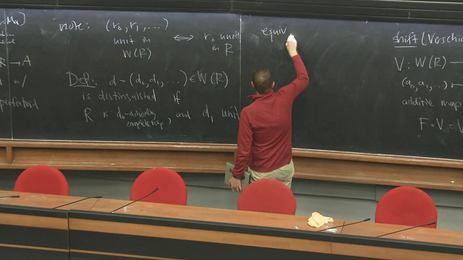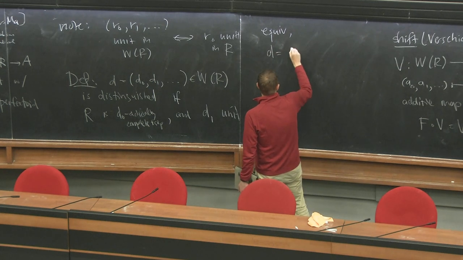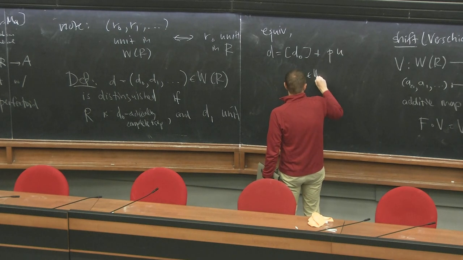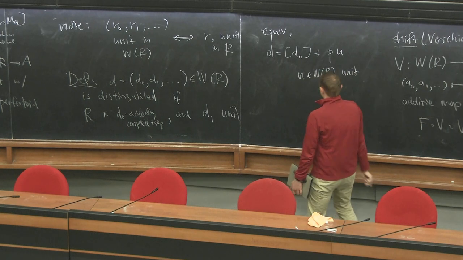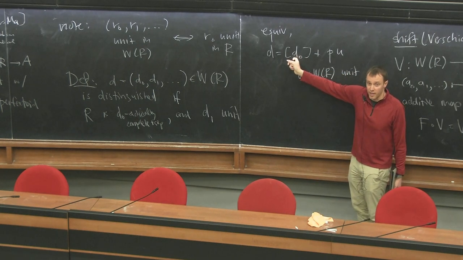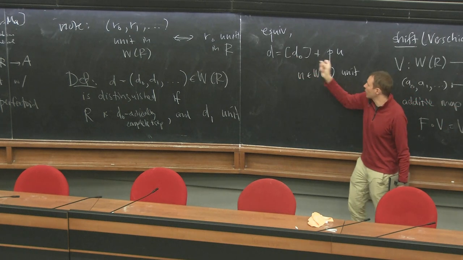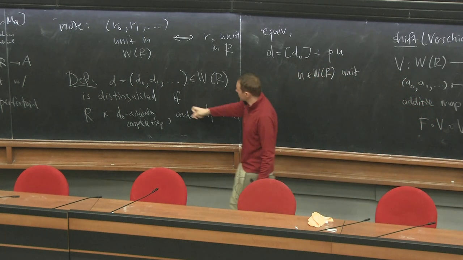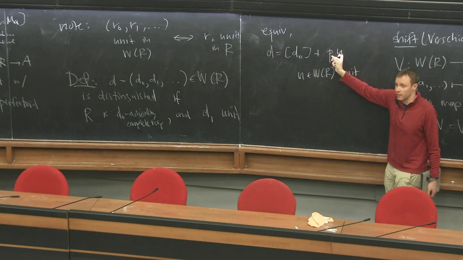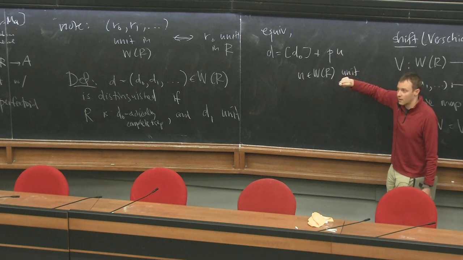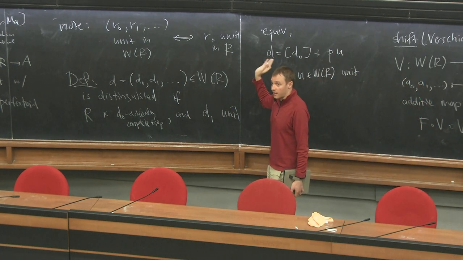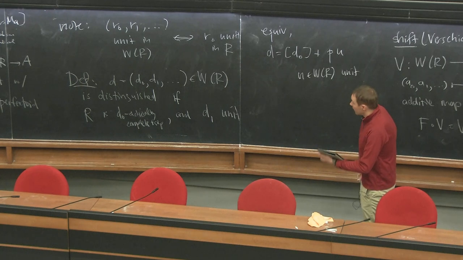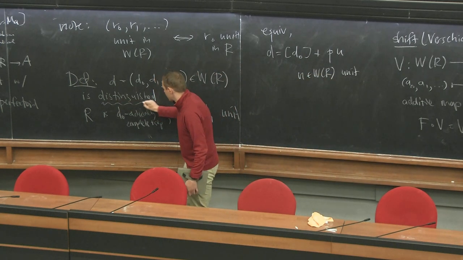Equivalently, I could also write it so that I pick off the first entry as the Teichmuller representative of D0 in the expansion, and everything left over has a P in it. And you can check that requiring that D1 is a unit is the same thing as requiring that this guy over here, after I pick off all the other components, is a unit. So here I've told you what it means to be distinguished in either of the two ways of writing this down. That's the first part of my definition.